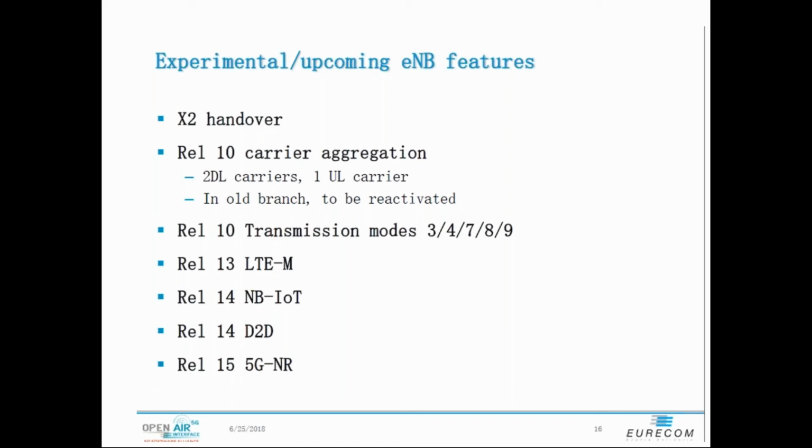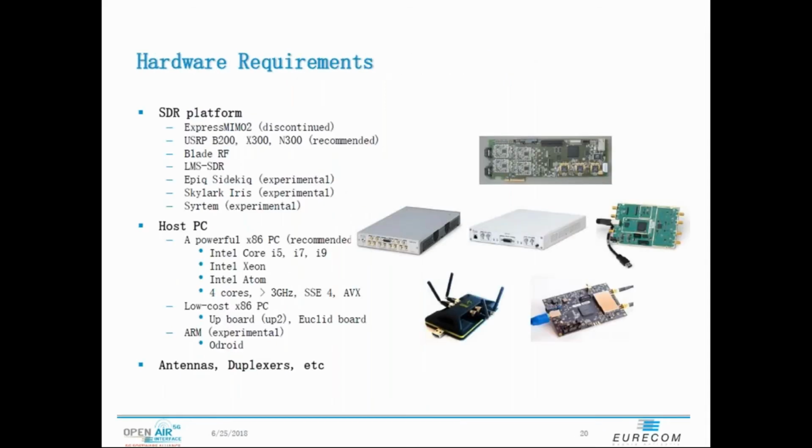This is some of the ongoing work, main topics being LTE-M and BIoT, device-to-device and 5G NR. All these are available in different branches of the OpenAirInterface code. Hardware, we recommend a certain number. As I was saying, this works with commercial off-the-shelf hardware. So basically, USRPs is what we recommend. There are other experimental platforms that we are also working with. It works with ARM and Intel. Depending upon your use case, you can use any of these. We also have antennas, reflectors, etc.